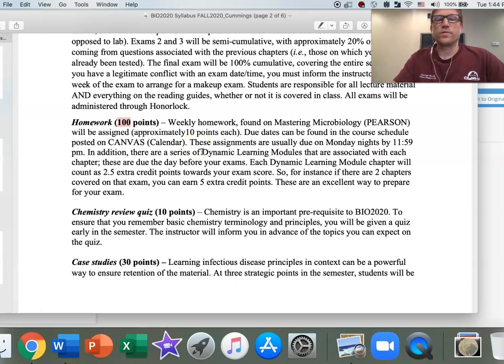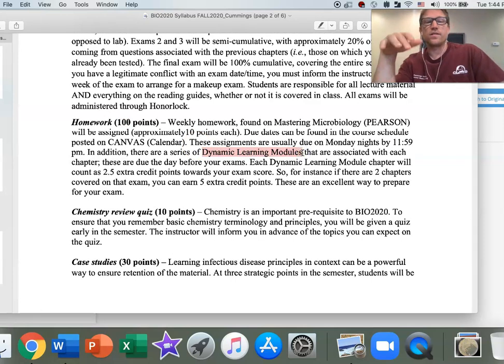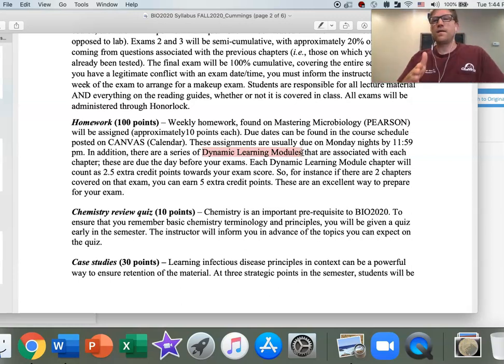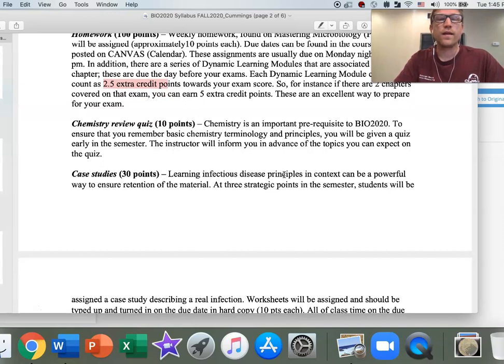And there's a set of study tools called dynamic learning modules that are associated with each of these chapters. If you get them done prior to the exam as a study tool, we're going to give you a couple extra points, right? 2.5 points of extra credit for each chapter of dynamic learning modules that you've worked through. We just want to encourage you to use them so that you can learn this material that can be so difficult at times, right? So if you've got 2 chapters for an exam, you can get up to 5 extra points by doing those dynamic learning modules associated with it. And those should be linked for you in Canvas, in the modules in Canvas where everything else is linked.